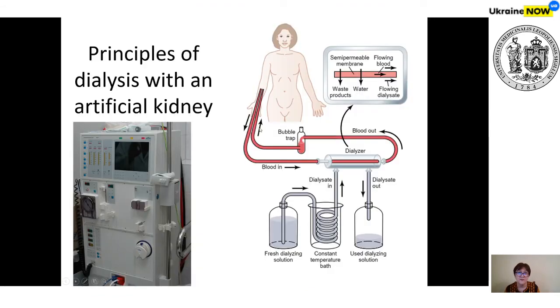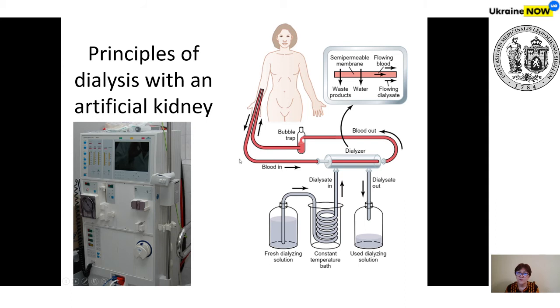Principles of dialysis with an artificial kidney. The apparatus looks like this. The blood is extracted from the body and flows into the dialyzing chamber. This one is called an artificial kidney. There are very many small tubes. Inside the tubes, blood flows, and outside the tubes, in the chamber, dialyzing fluid. Then blood is returned to the body.